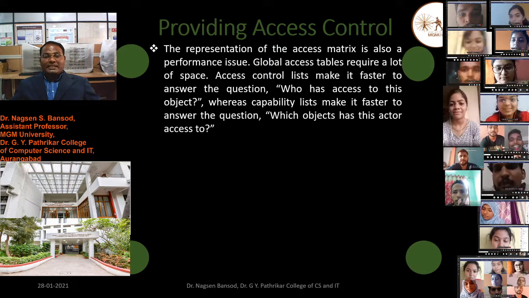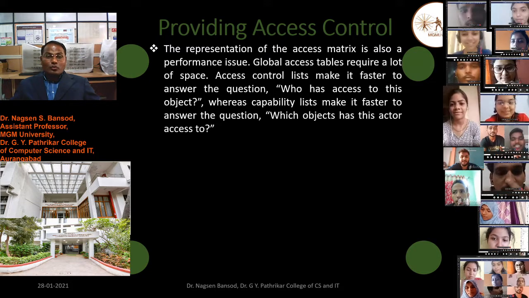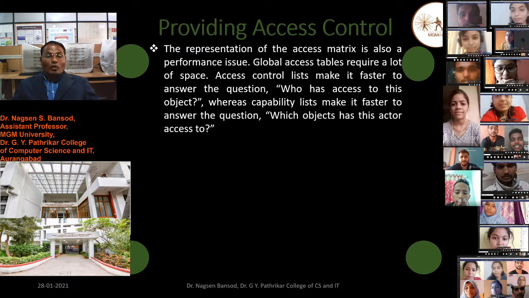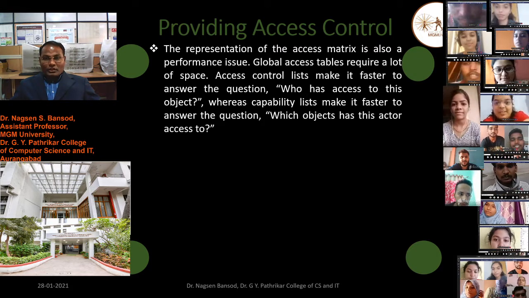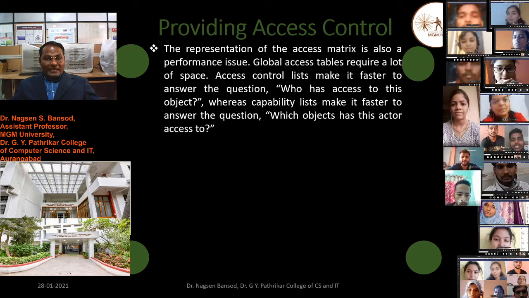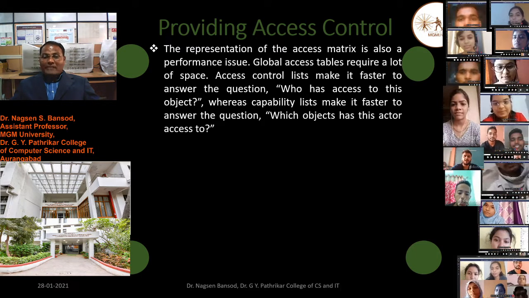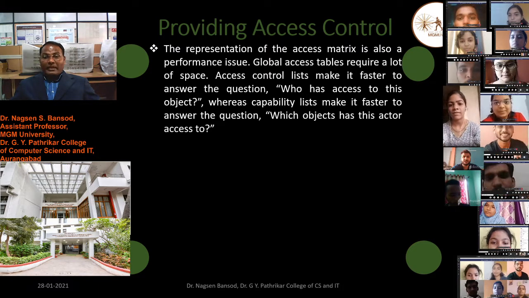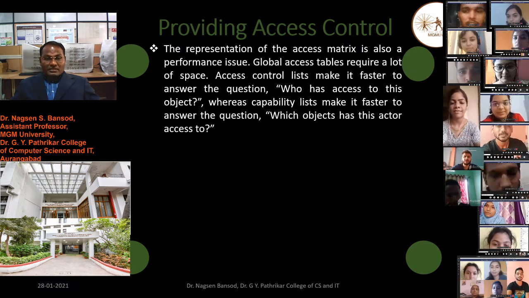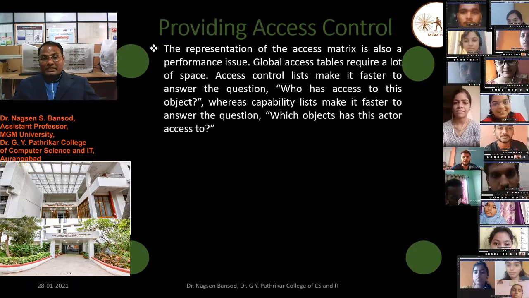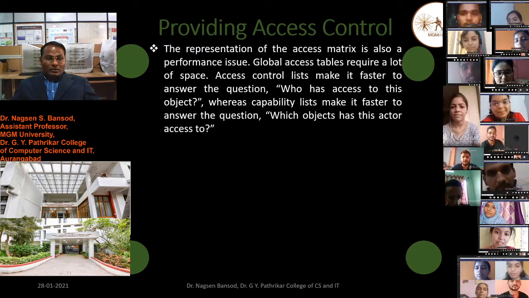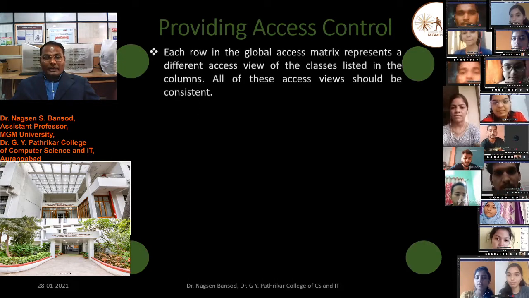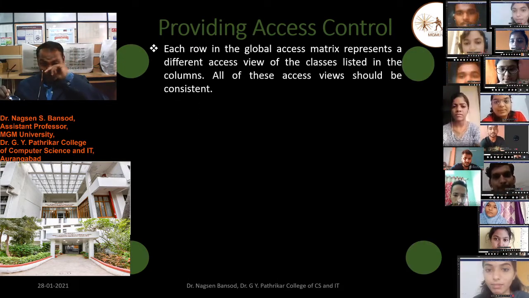The representation of the access matrix also raises performance issues. A global access table requires a lot of space. An access control list makes it faster to answer the question: who has access to this object? Whereas the capability list makes it faster to answer the question: which objects does this actor have access to? These three are compared as approaches to access control.